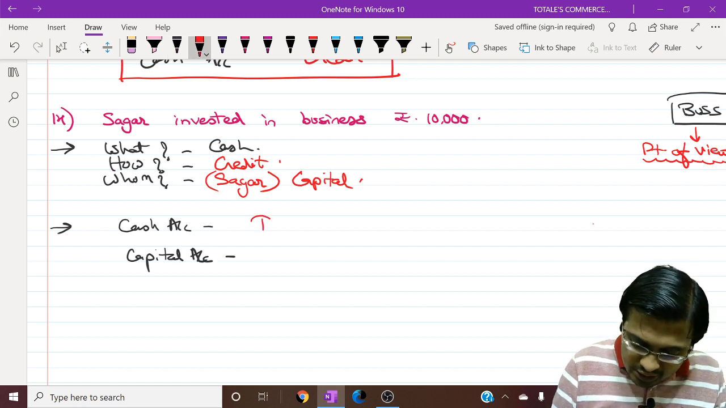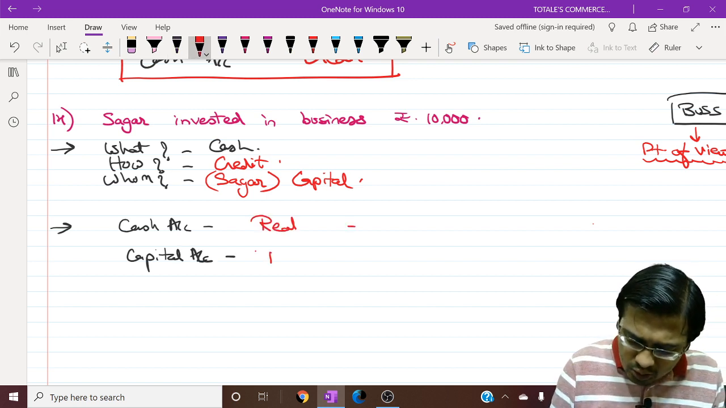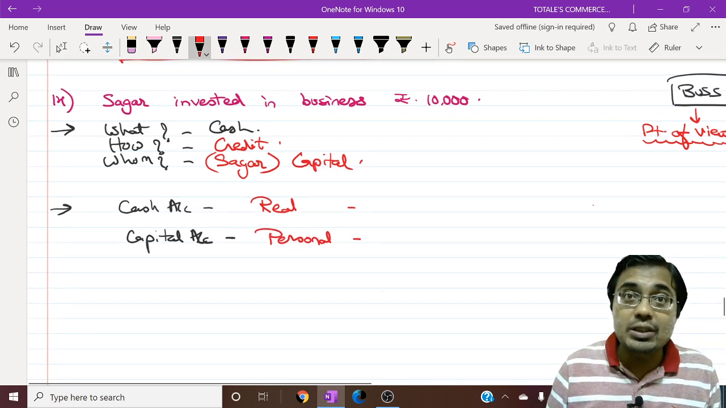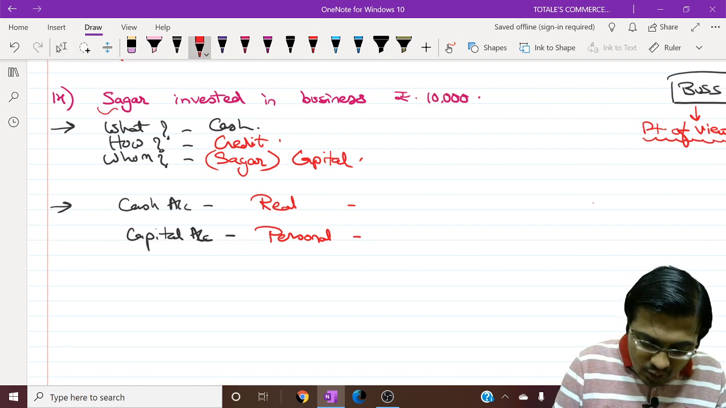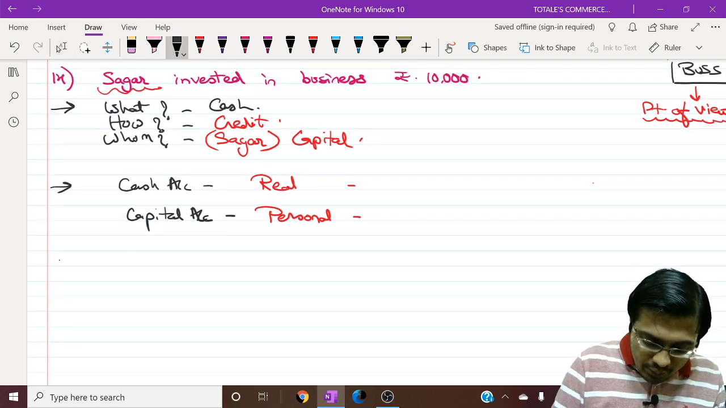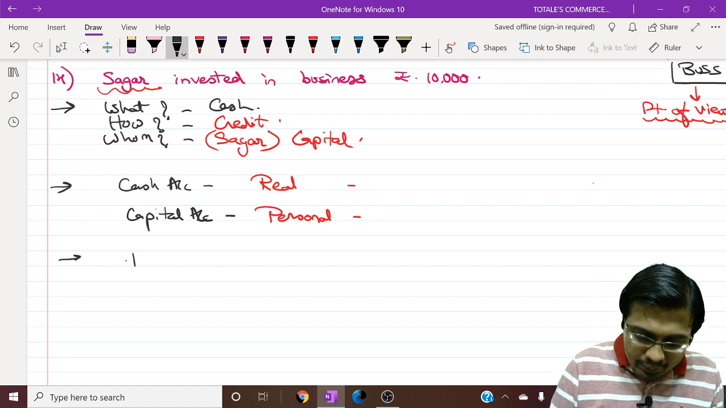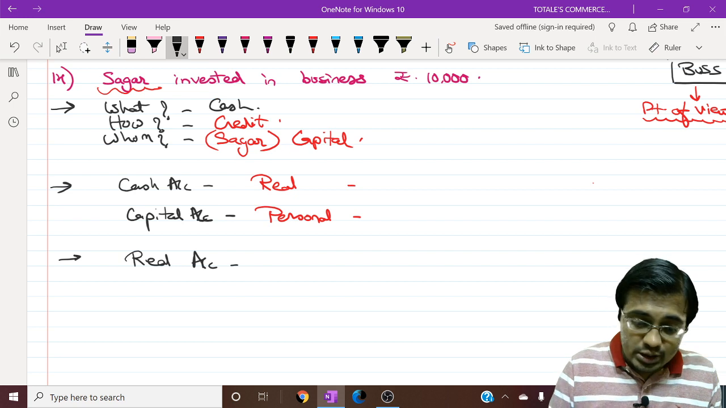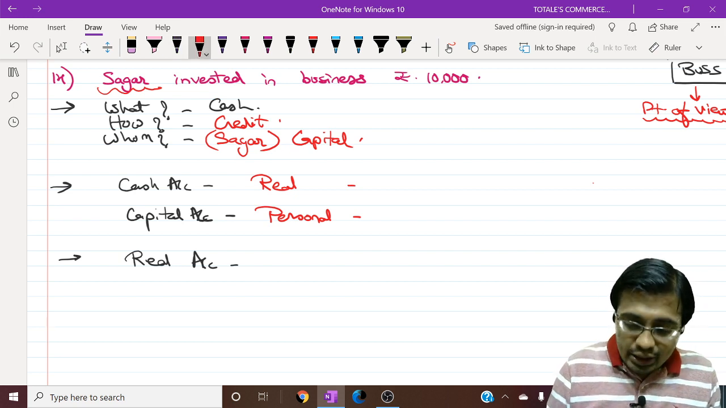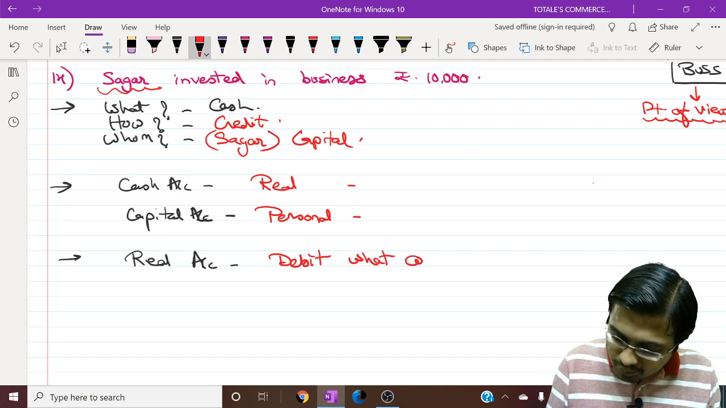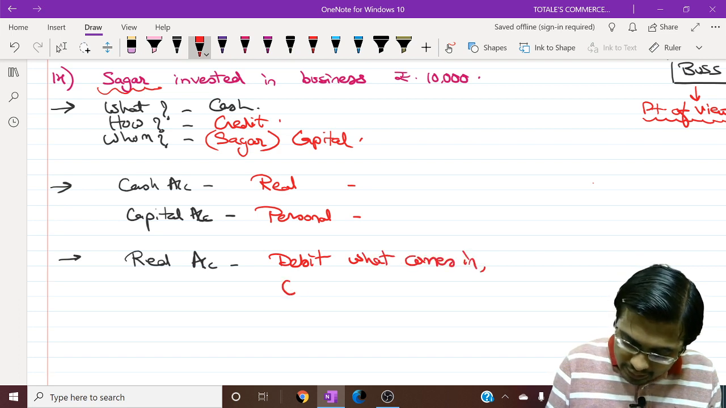Now cash account, obviously we all know, is a real account. Capital account is a personal account. Remember my friends, it is a personal account. It represents the owner. It represents Sagar over here, and Sagar is a person, so capital account is also a personal account. Many friends of mine end up making a mistake while classifying capital account. Capital is personal, it's not real. So what are the rules for real account? Debit what comes in, credit what goes out.